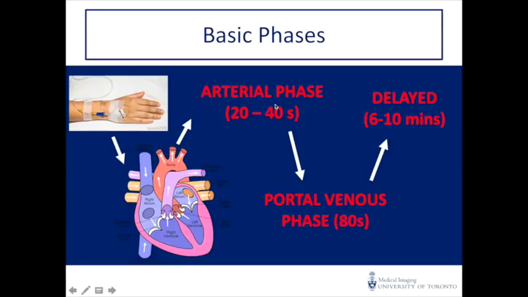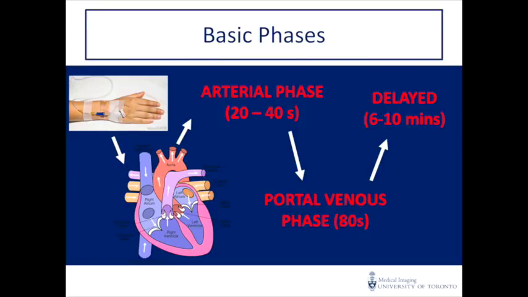The blood then goes from the arteries into the various organs like the liver, the spleen, as well as the bowel, and then from certain organs it drains into the portal venous system. Okay? And when most of the contrast is in the portal veins, that's the portal venous phase. And we generally image 80 seconds after the injection of the contrast bolus to image in this particular phase.